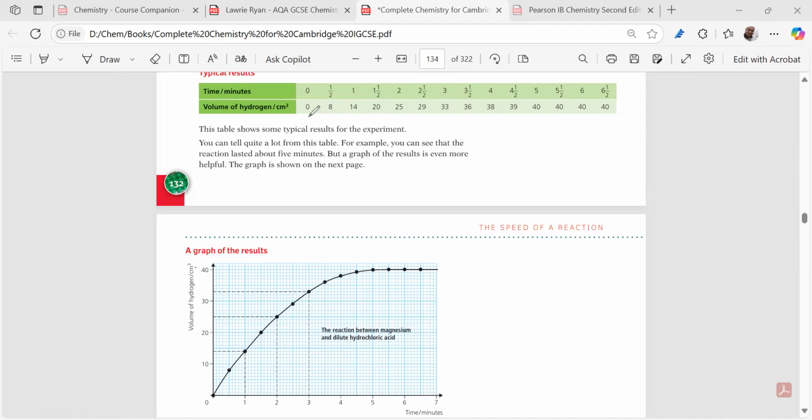What is the rate of the reaction in the first minute? 14 minus 0 divided by 1 minus 0. Understood this? It's 14. What is the rate of the reaction in the second minute? We have the final value as 25, right?